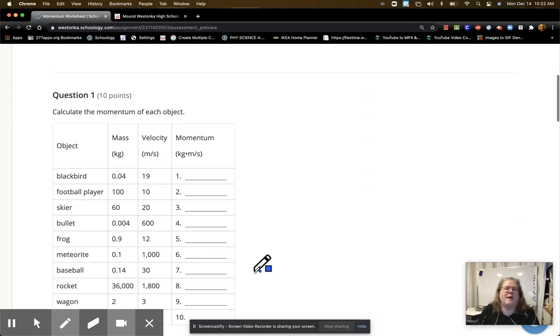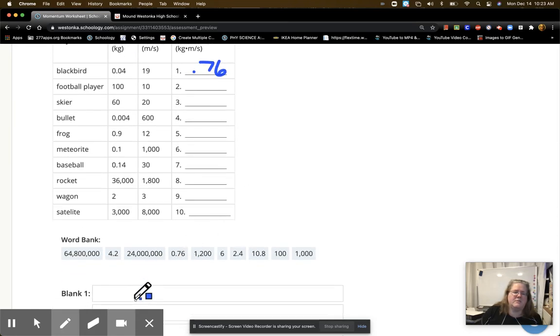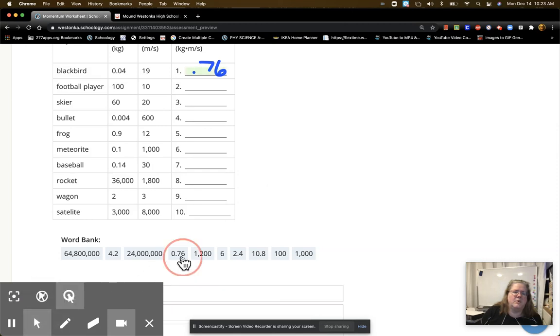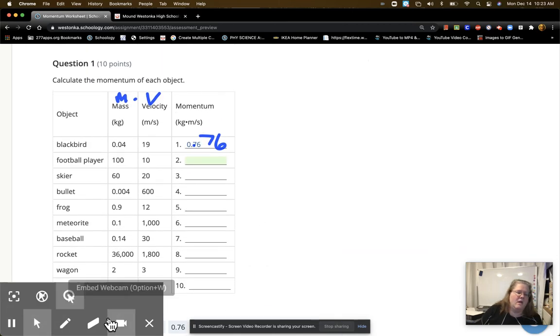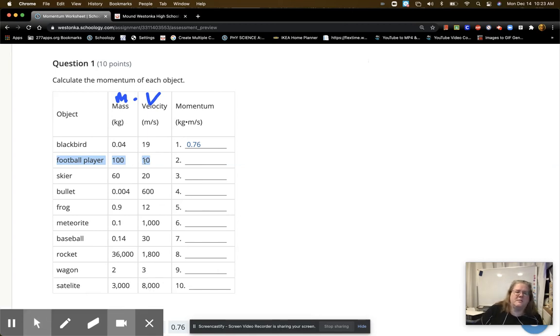All right, so let's look at the first problem. Remembering that momentum is mass times velocity, so it's really just the first times the second. And if you take your handy dandy calculator and take 0.04 times 19, you're going to get a momentum of 0.76, right? If you go down here, we could actually fill that in and put in 0.76. So that is how you are going to work those problems. It's simply the first column times the second column.